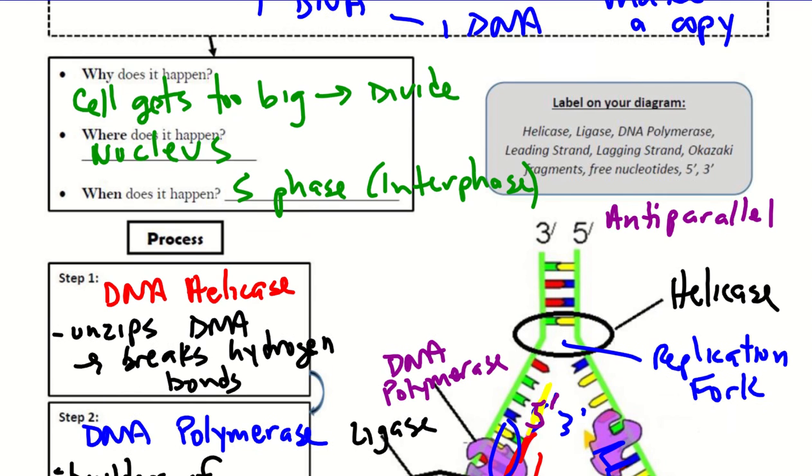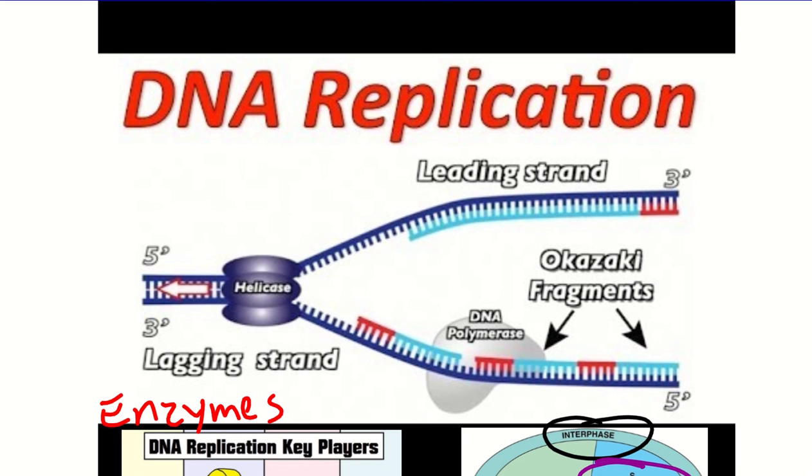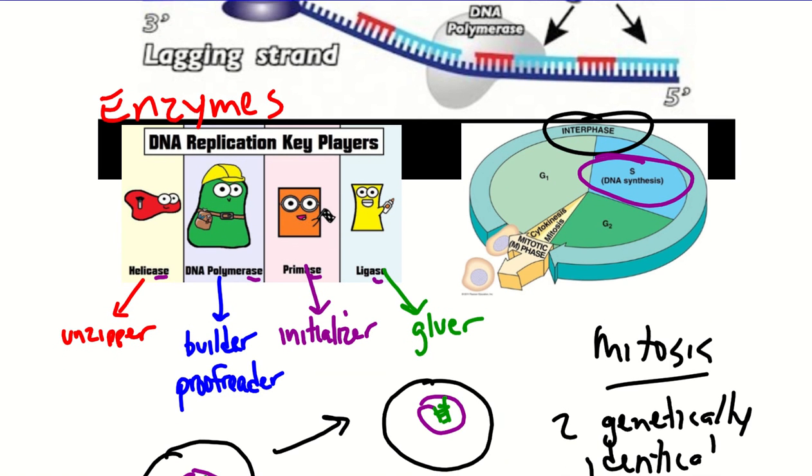Now if you recall from our first slide, I said we had 4. The only one we didn't talk about here, helicase is the unzipper. Polymerase is the builder. It'll also proofread and make sure there's no errors. Ligase is the gluer. Only one you don't really hear too much is primase.